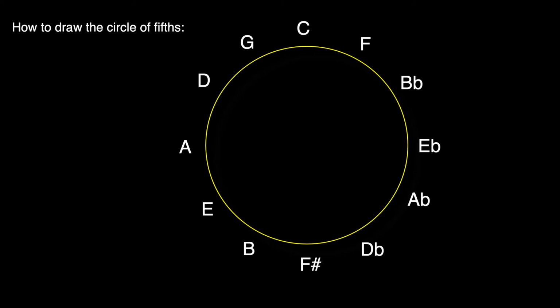Then put an F sharp at the bottom. And finally, fill in the 3 enharmonic keys at the very bottom. Here's another chart of the circle of fifths descending. It's a little bit more complete.